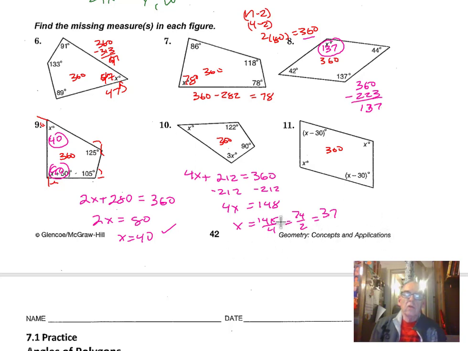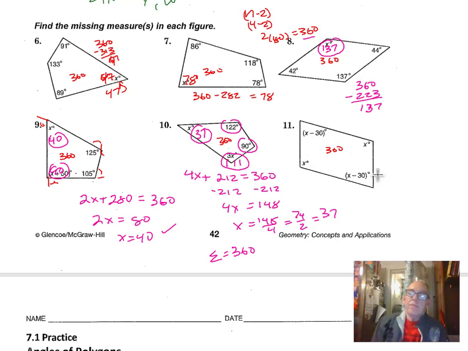So x is 37. 3x then is going to be 3 times 37. That's going to be 111. So we have 111, 37, 122, and a 90, and all together these would add up to 360 for this sum. That little sigma means summation.